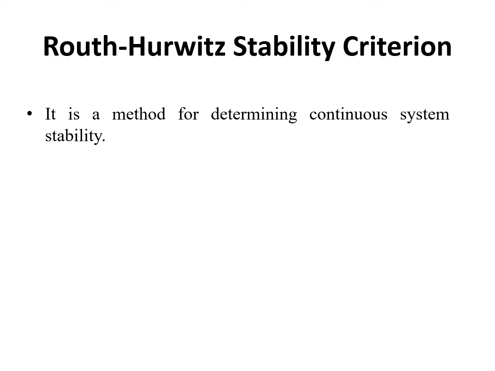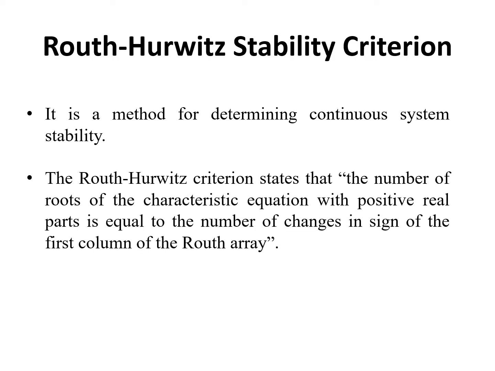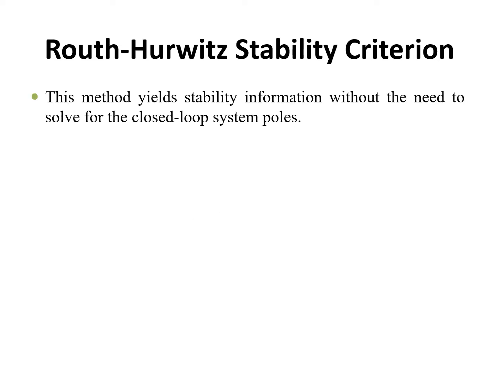Now coming to RH stability criteria, it is defined as a method which is used for determining the continuous system stability. The basic concept of this RH criteria is that it determines the number of roots of the characteristic equation with positive real parts, which is equal to the number of changes in the sign of the first column of the roots array. So here we are going to construct an array called roots array, wherein the number of sign changes in the first column tells us how many roots lie in the positive half of the S plane. That is what is done in RH stability criteria.